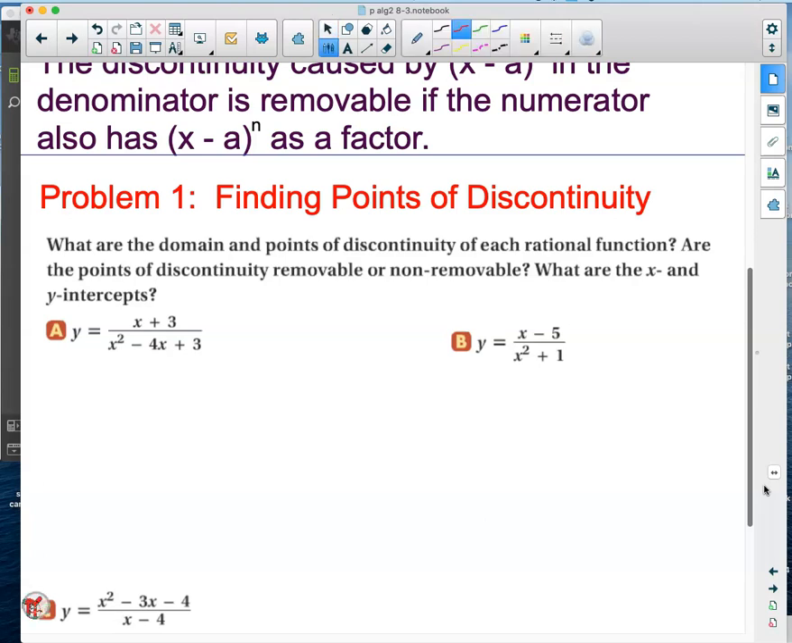All right, I'm looking at A, saying to myself, that numerator is already factored. There's nothing I can do there. But I wonder about that denominator. Greatest common monomial factor? No. Perfect square trinomial? No. Good old-fashioned factoring? Are there two numbers that multiply to positive 3 and add to negative 4? Yeah.